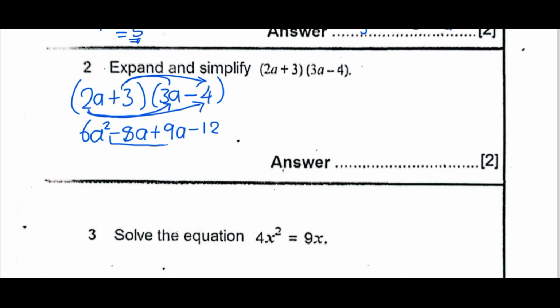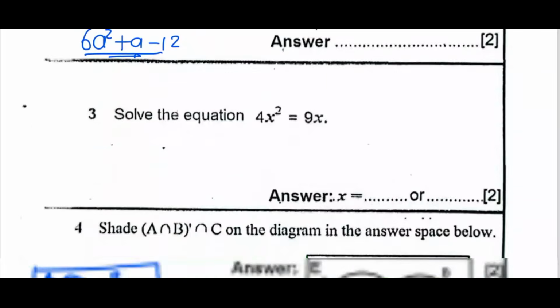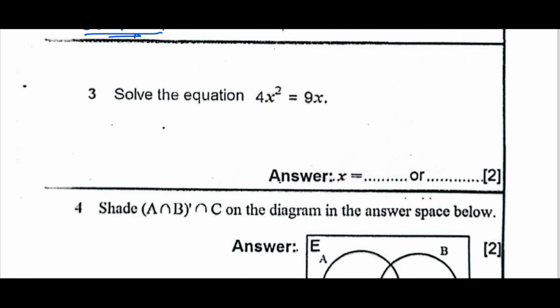Then these two are like terms, so we can simplify them. So 6a squared, negative 8a plus 9a is just positive a, minus 12. Then we can now move on to question 3.